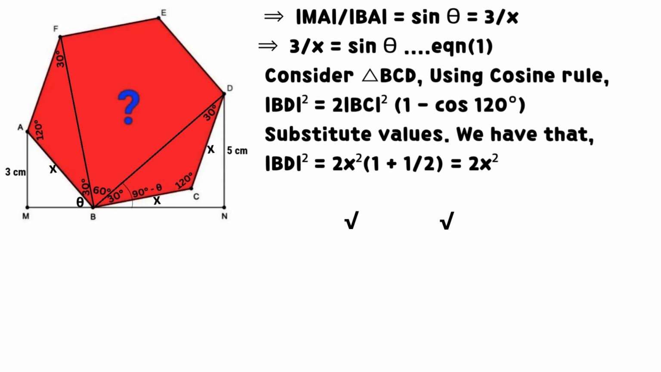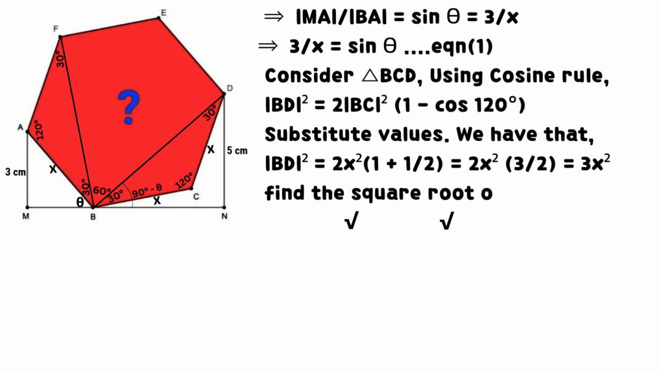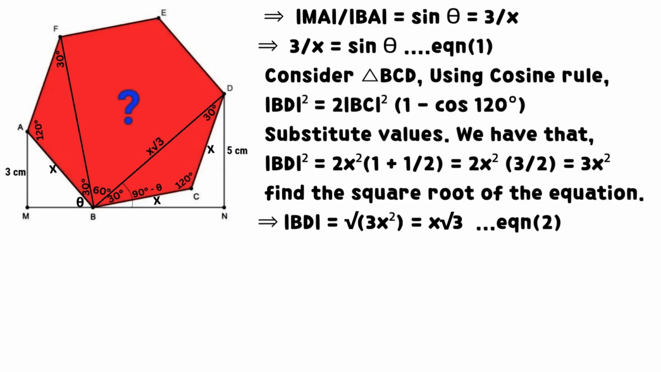Consider triangle BCD. Using the cosine rule, the square of line BD equals 2 times the product of the square of line BC and 1 minus cosine 120 degrees. Substitute values. We have that the square of line BD equals 3 times the square of x. Find the square root of the equation. We have that line BD equals x times the square root of 3. We call it equation 2.